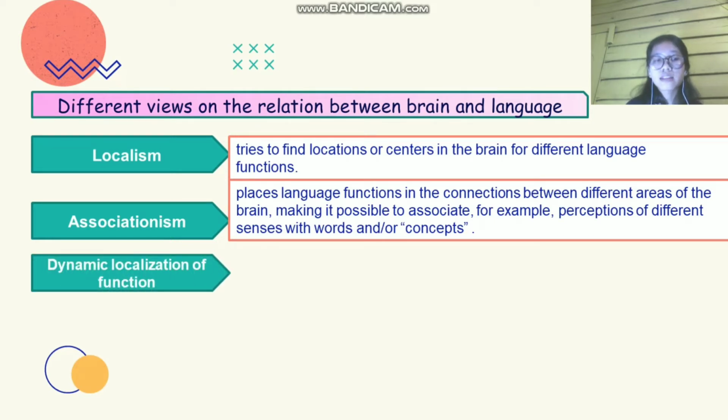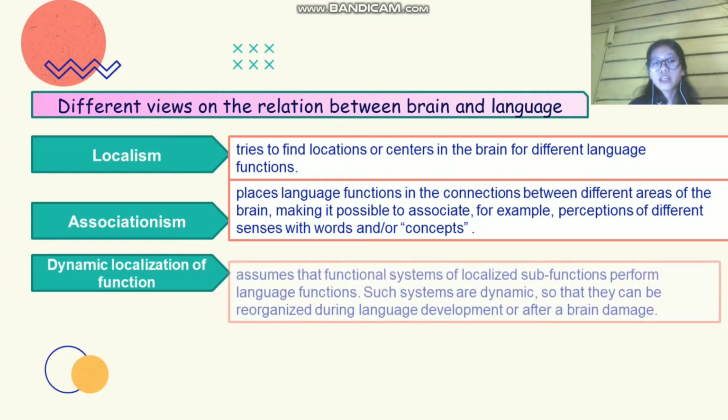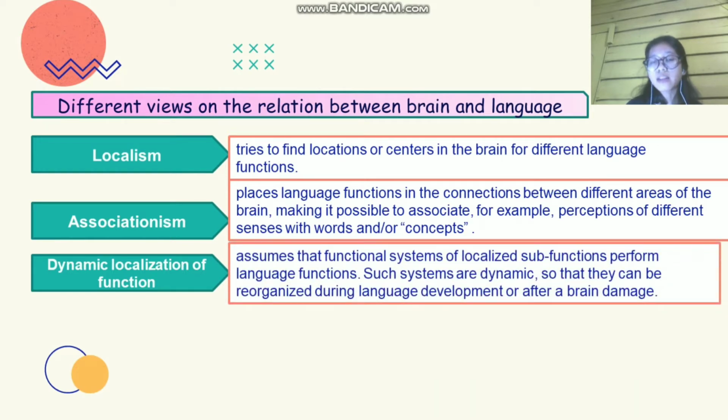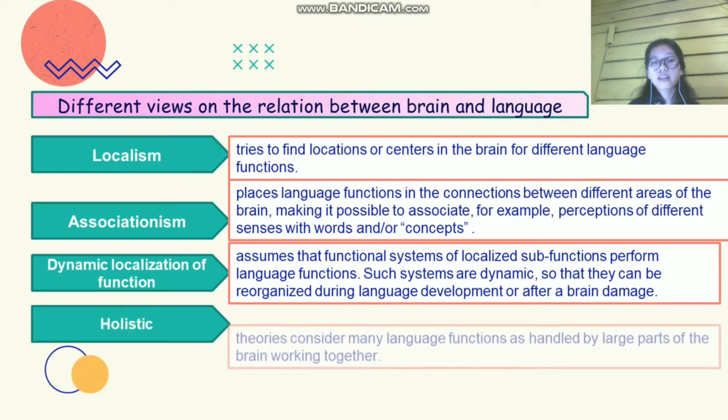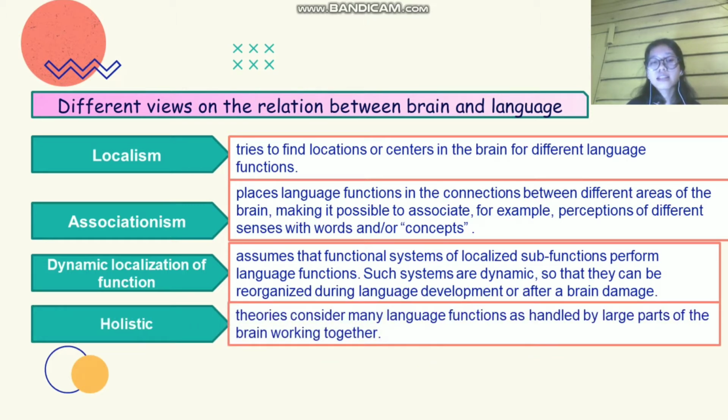Next, dynamic localization of function. It assumes that functional systems of localized subfunctions perform language function. Such systems are dynamic so that they can be reorganized during language development or after a brain damage. Next, holistic. Holistic theories consider many language functions as handled by large parts of the brain working together.